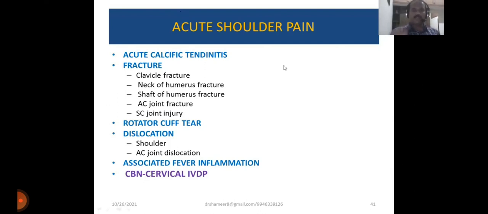Okay, so for the proper diagnosis of acute shoulder pain, the first one is acute calcific tendonitis. Before that, there are certain fractures like clavicle fracture, neck of the humerus, shaft of the humerus, AC joint fracture, and sternoclavicular joint injury. These are the common fractures related to the shoulder, and we are not going into detail on the fractures because time is less. Another one is the rotator cuff tear and the shoulder dislocation.